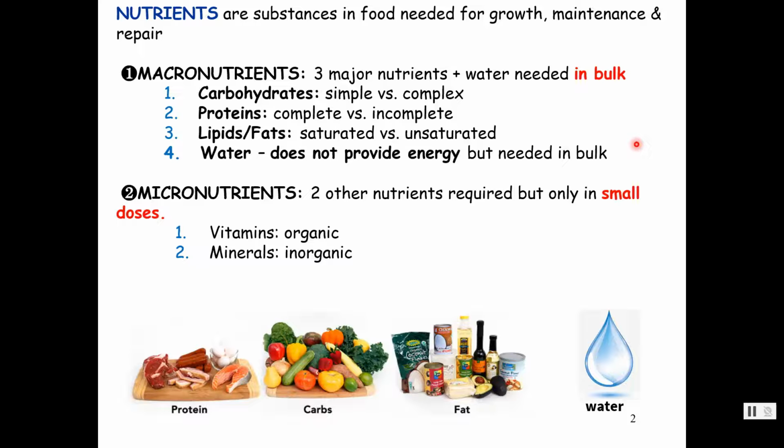And while you may not think about it as a nutrient because it really doesn't provide energy, water is also one of the macronutrients. So macro means large. These are things we need to consume in our diet in bulk. Micronutrients, on the other hand, so micro means small, these are things we only need to consume in very small quantities. And so vitamins, which are organic, these are going to be our coenzymes, and minerals, which are inorganic, and they are going to be our cofactors in our chemical reactions.